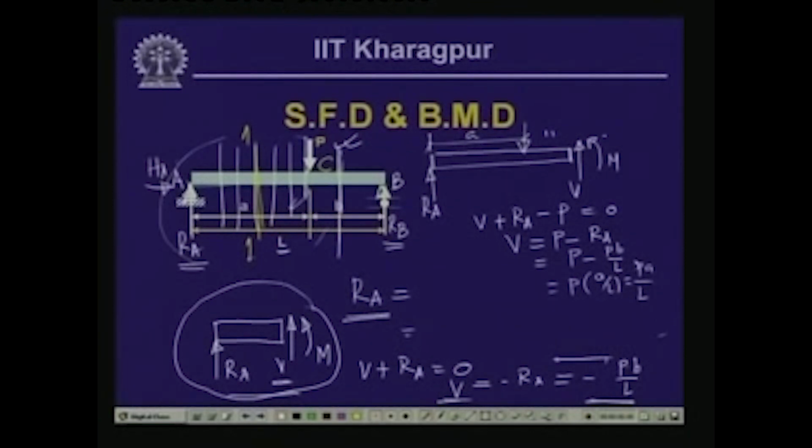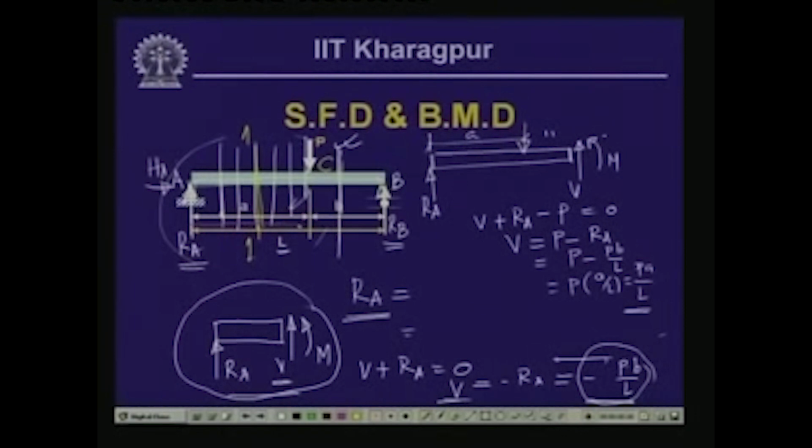Now, please note here that on the left hand section of this concentrated load P, we had a value of shear force which is minus P B by L, and on the right of the load we have a value of the shear force which is equal to plus P A by L. So, if we now plot the shear force ordinates, this is the length x. At this point, everywhere we have minus P B by L. Minus we plot in the downward direction, on the negative of the y direction. So, here everywhere we get the same value. So, it is a constant value over here.